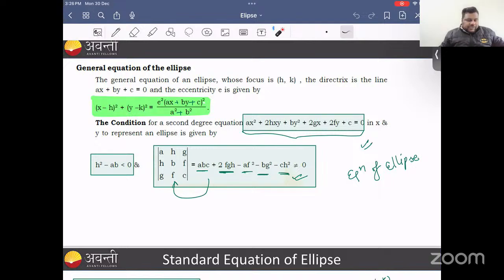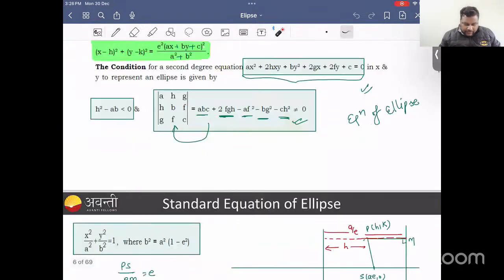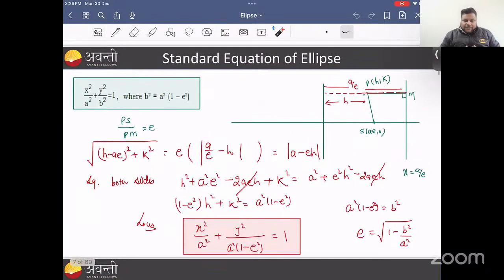Now, if I come to the standard equation of the ellipse, let us consider that the fixed point is (AE, 0) and this fixed line is x equals A upon E. Got it? So in that case, if I assume this point P as (h, k), then PS equals PM if you apply.